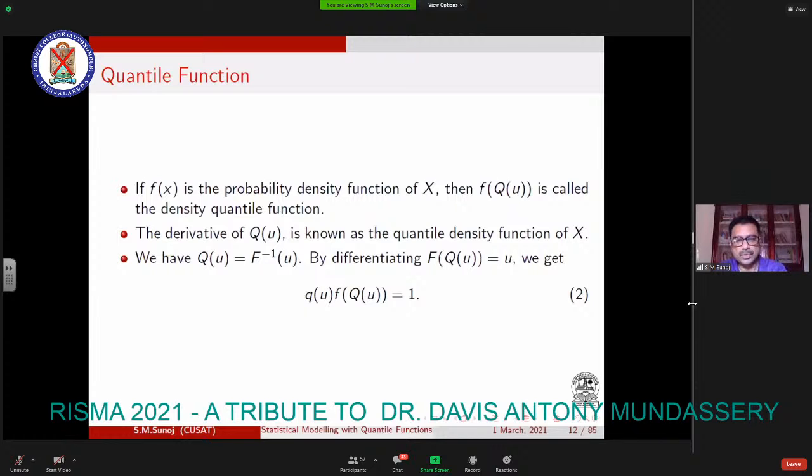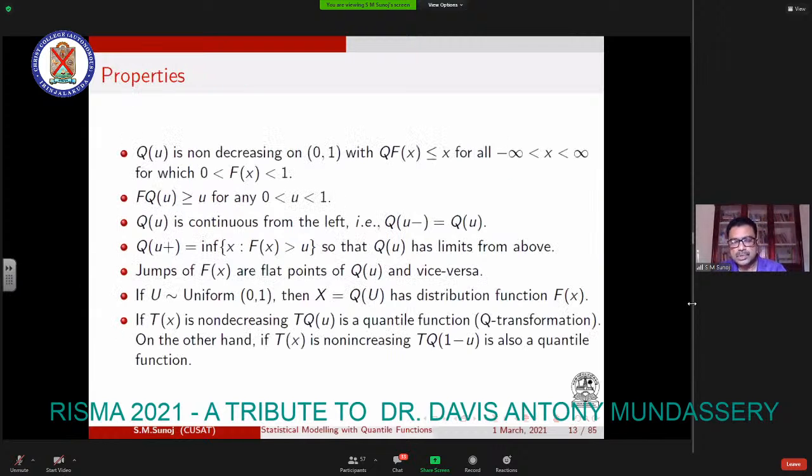Okay, Q(U) into F of Q(U) equal to 1, the product. And looking into the properties, you will see many properties which are actually complements of the distribution function. Q(U) is non-decreasing on (0,1) with Q(F(x)) less than or equal to x for all x lying between minus infinity and plus infinity. F(Q(U)) is greater than or equal to U, then Q(U) is continuous from the left, which is actually the complement of the property of the distribution function.